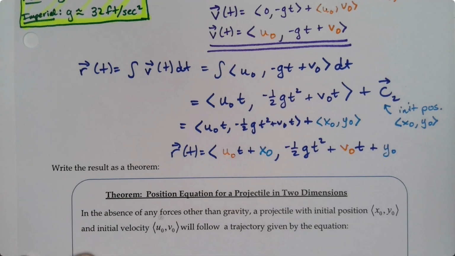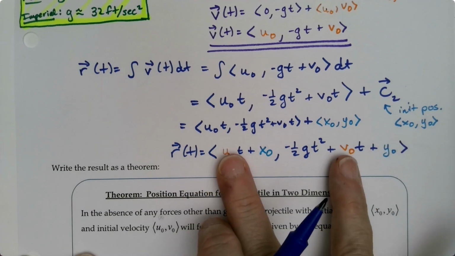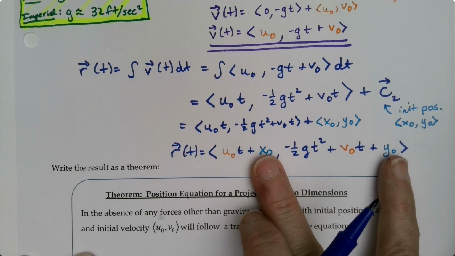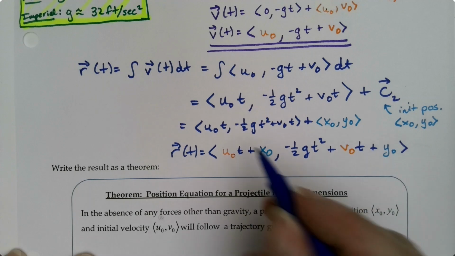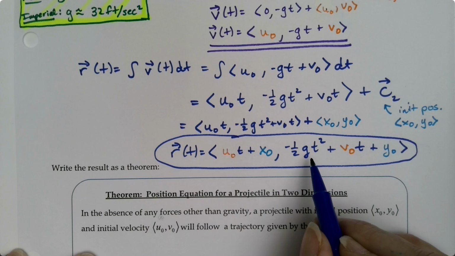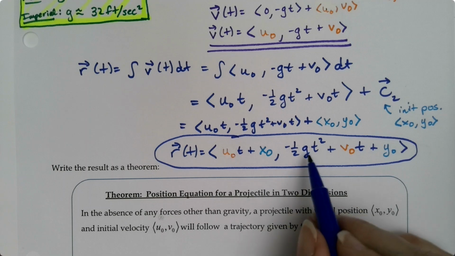So you can see your initial velocity is right there. It's tucked into the t components of these. And then your initial position is right there. It's the constants that are added on. And then gravity only affects the y because gravity pulls you toward downward and only downward. So that's that piece right there.